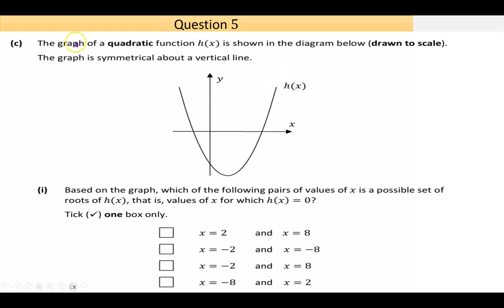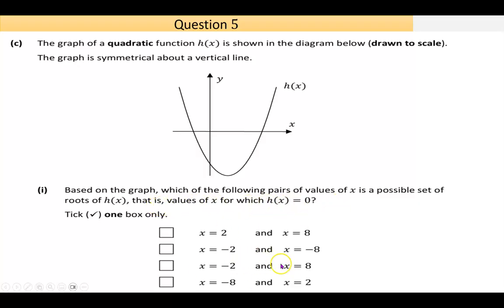Okay, so the graph of a quadratic function is shown in the diagram below. It's drawn to scale for some reason. Actually, there's a reason they're saying that. The graph is symmetrical about a vertical line. Now, quadratic functions are always symmetrical. Part 1 says, based on the graph, which of the following pairs of values of x is a possible set of roots of h of x? That is the values of x for which h of x is equal to 0.